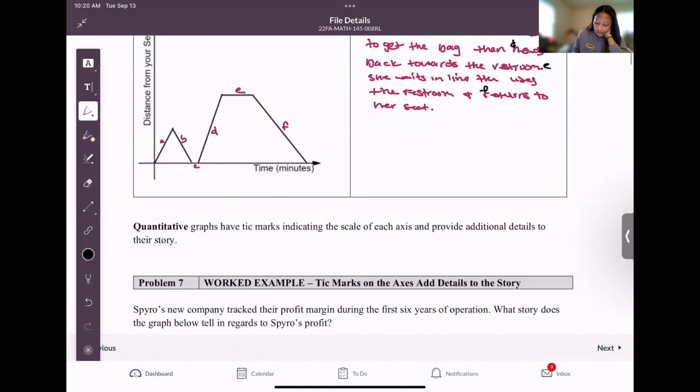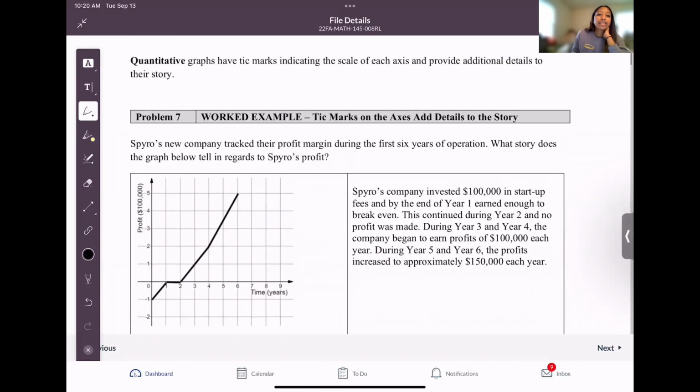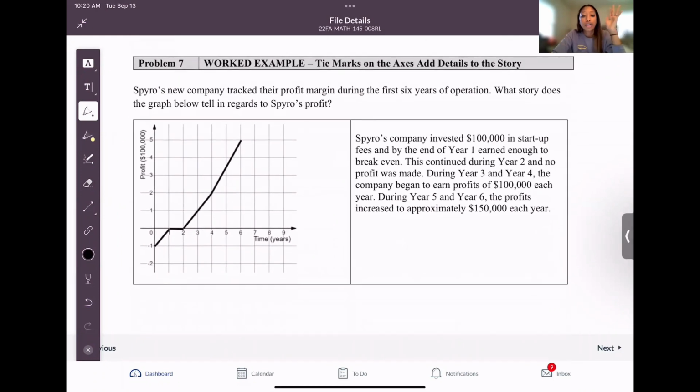Moving on to problem number 7, where we have a quantitative graph, a graph with some numbers. This one's already worked out for us, so we can read through it really quickly. Spiro's new company tracked their profit margin during their first 6 years of operations. What story does the graph below tell in regards to Spiro's profit?